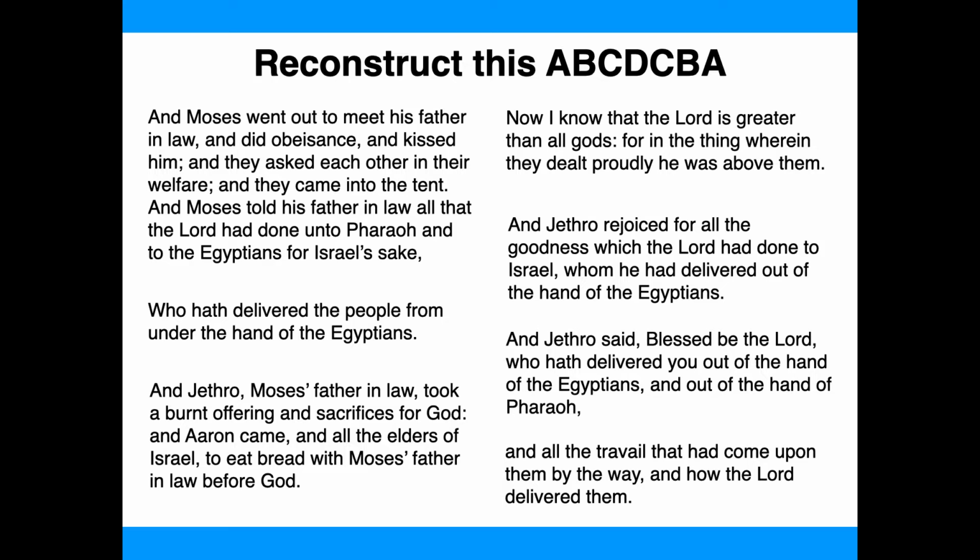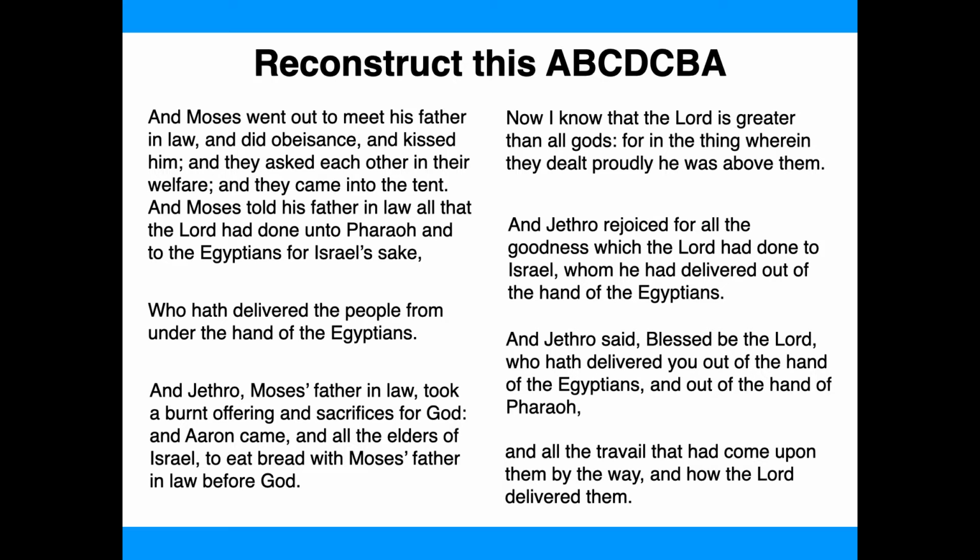The apex says, "And Jethro said, Blessed be the Lord, who hath delivered you out of the hand of the Egyptians and out of the hand of the Pharaoh." That's the apex. Now we want to work back from there. So take your remaining clippings and find similarities between two. You're going to want to match up pairs of clippings there.